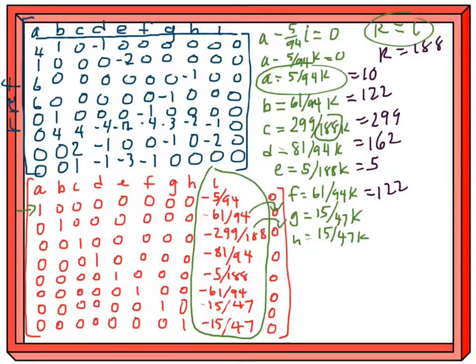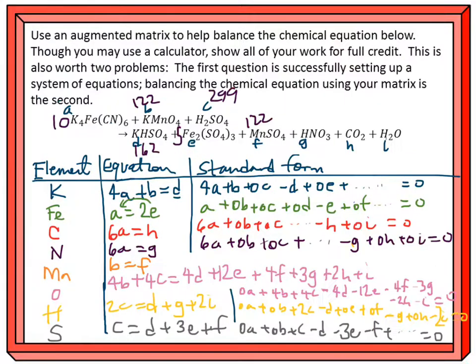Okay, and these last two are going to be exactly the same. 47 goes into 188, I believe, 4 times. Let me double check. So 188 divided by 47. Yep, 4. So 4 times 15 is 60, so that's 60 for both of these. A 60 here, a 60 there. And the last one is I. We said I is 188, and then that balances the equation.